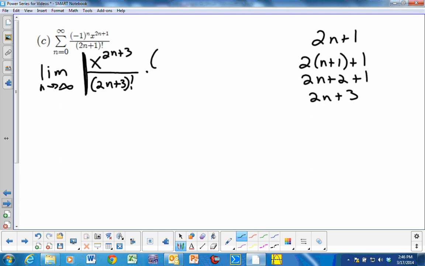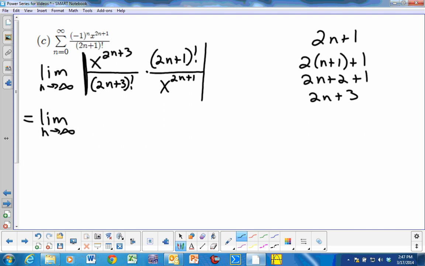Divided by the nth term or times its reciprocal. So just flip over what you have there. And again, just don't worry about the negative part. All right, so now we need to reduce this. So first we'll go with the exponents.